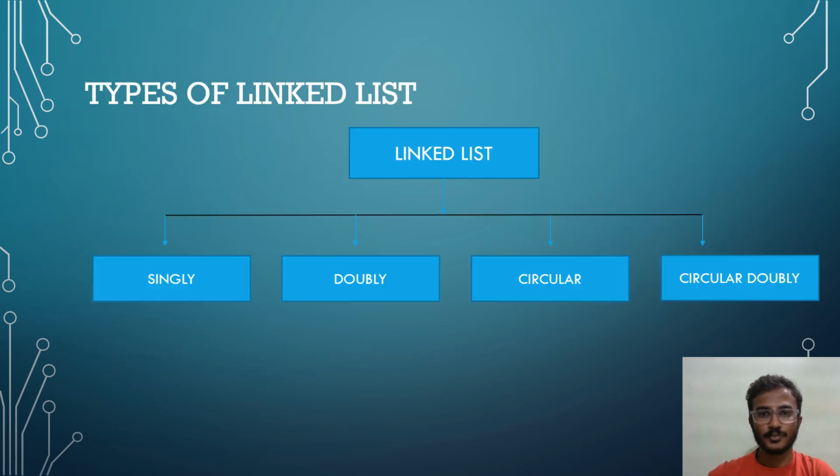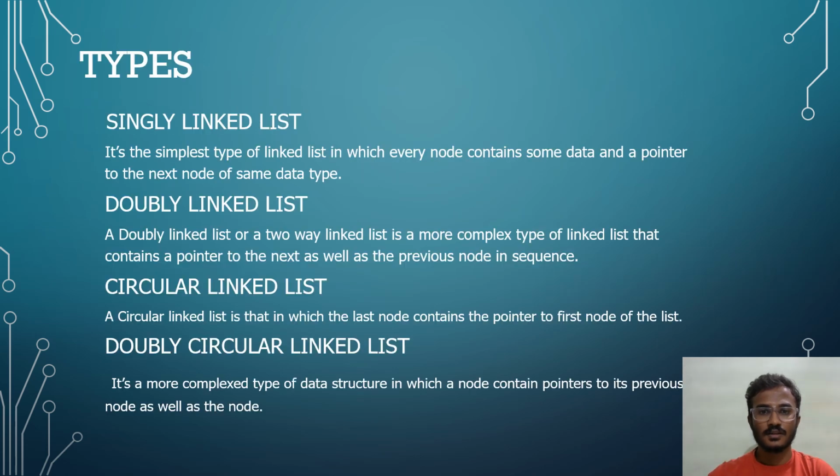Basically, there are four types of linked list: singly linked list, doubly linked list, circular singly linked list, circular doubly linked list. Firstly, what is singly linked list? It's the simplest type of linked list in which every node contains some data and a pointer to the next node of the same data type.